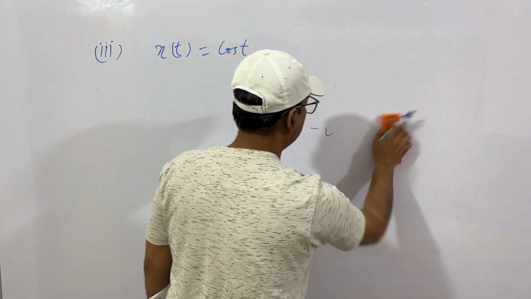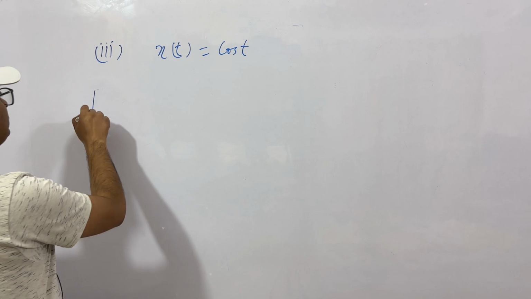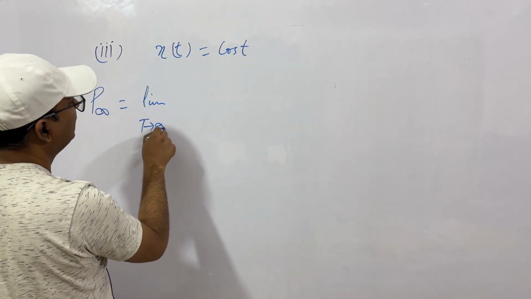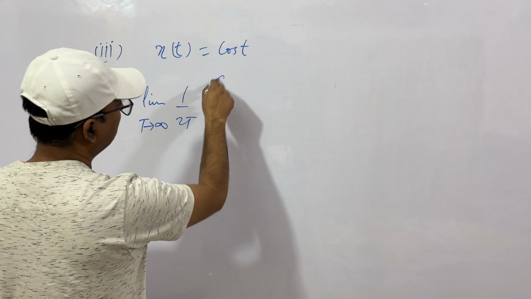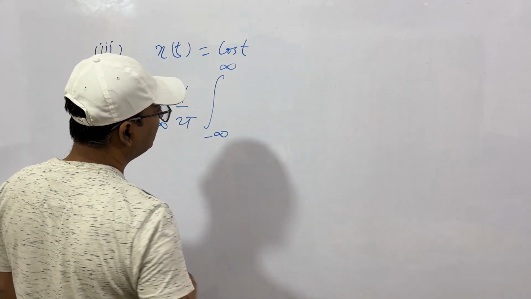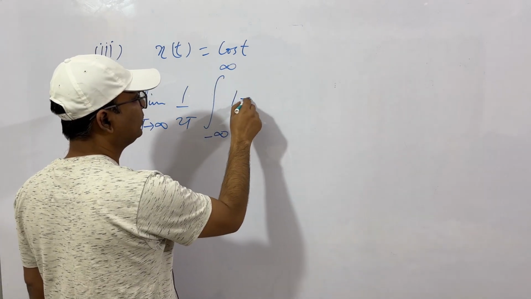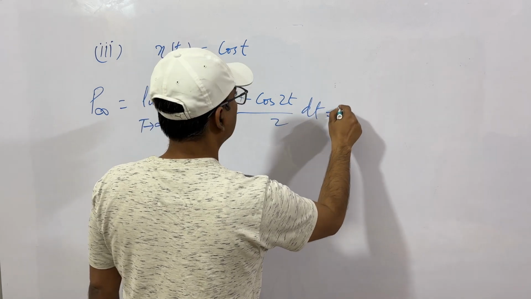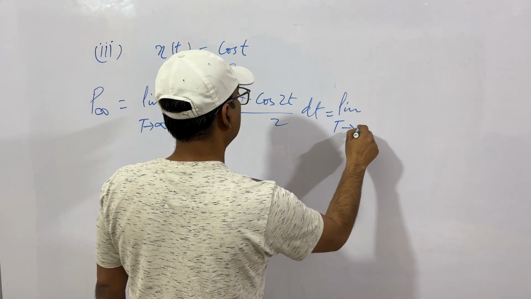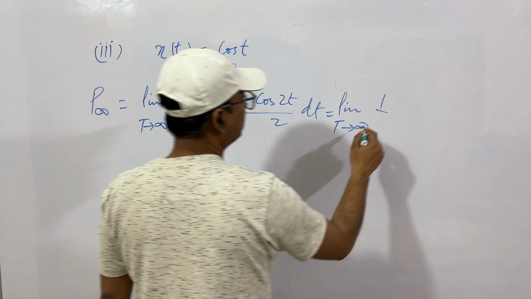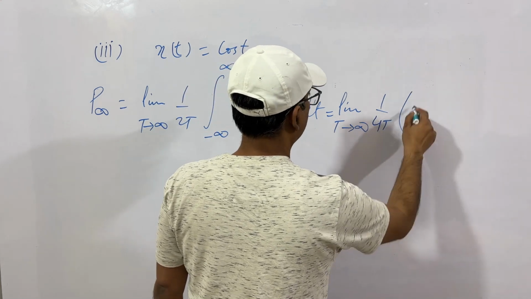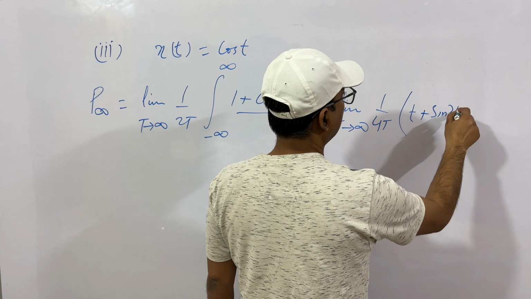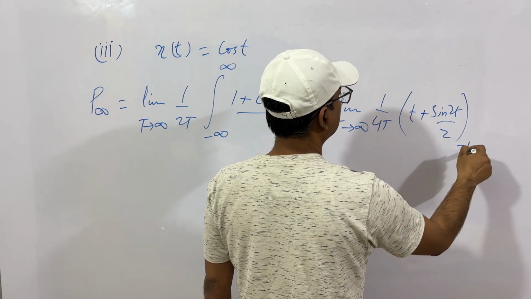Now let's see P infinity. P infinity will be the limit as t tends to infinity of 1 by 2t, the integral from minus t to t, and we just saw this is (1 plus cos 2t) by 2 dt. So we can write it like this: limit t tending to infinity, 1 by 4t, and we'll have t plus sin 2t by 2, with the limits from minus t to t.